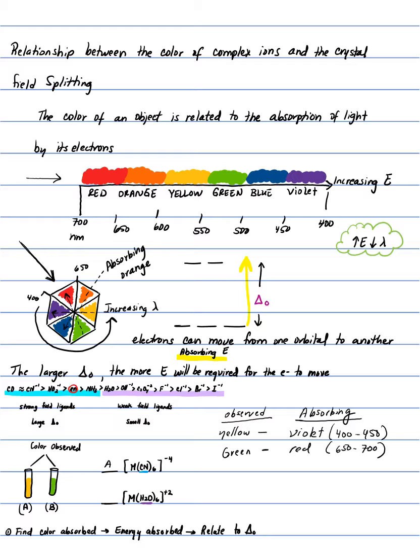And then green, which is the observed color, is absorbing in the red area, and that's a larger wavelength. You have 650 all the way to 700, which means that's a smaller amount of energy. Since you have a weak field ligand, which is the water, weak field ligands have a smaller splitting. So this one here corresponds to the green solution.